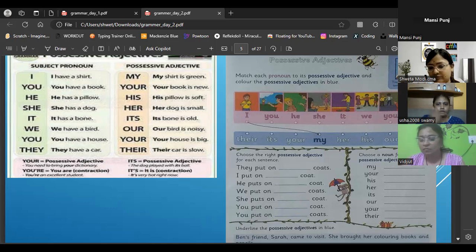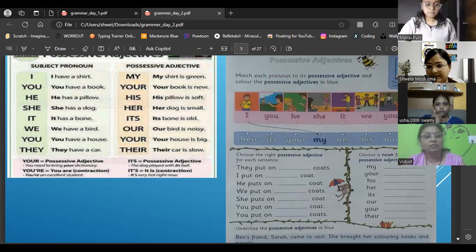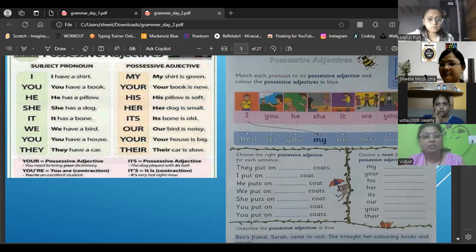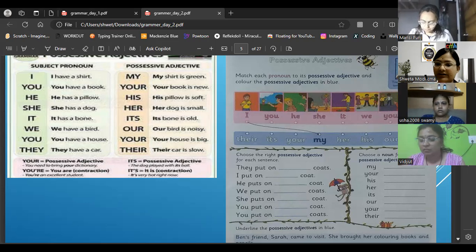They put on their coats. I put on my coat. He puts on his coat. We put on our coats. She puts on her coat. You, singular, is also your, and plural is also your.